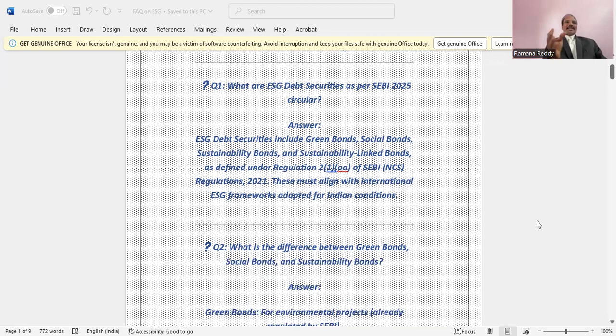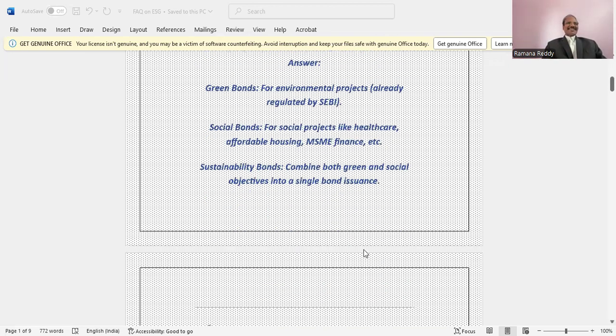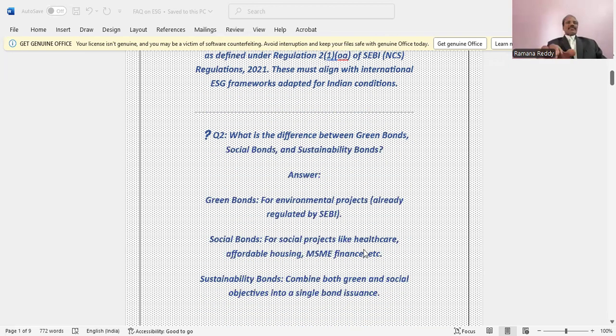What is the difference between green bonds, social bonds, and sustainability bonds? Green bonds are for environmental projects, already regulated by SEBI. Social bonds are for social projects like healthcare, affordable housing, MSME finance, etc. And sustainability bonds combine both green and social objectives into a single bond issuance. So, green bonds, social bonds, and sustainability bonds.